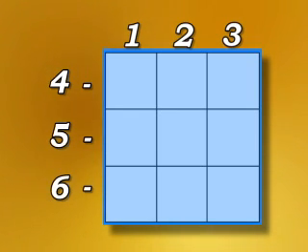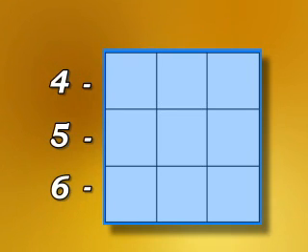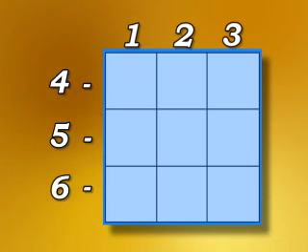Now we are going to subtract the numbers on the top of the grid from the numbers on the side of the grid to find out the different square names. Let me show you how. Let's go to 4 minus on the side of the grid. And then we will go to 1 at the top of the grid.